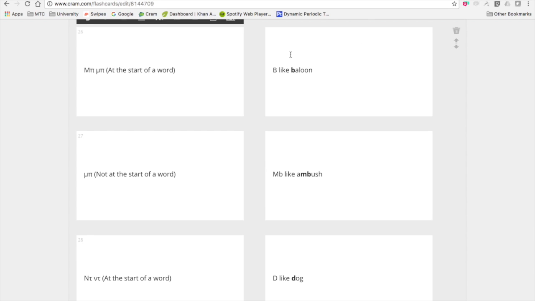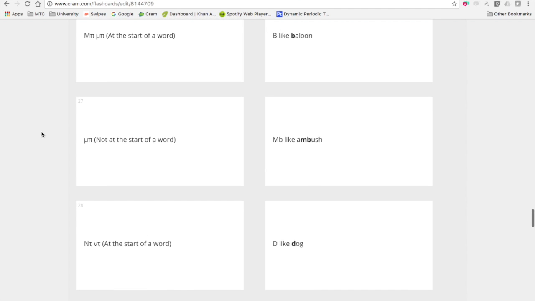Okay, so the first letter combination is mu and pi, and that makes a b noise. And then the next one is mu and pi again, but the first one is when it's at the start of the word, whereas in this example it's not at the start of the word. And then it wouldn't make a b noise, but it'd make an mb noise, a little bit like ambush.